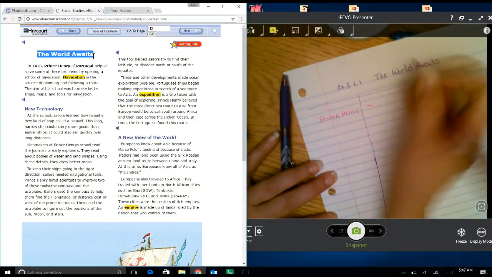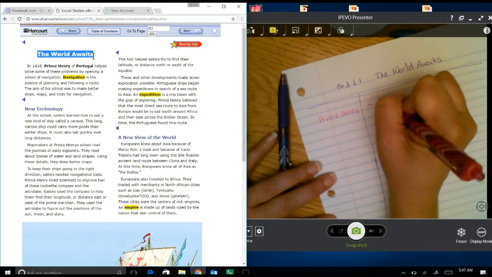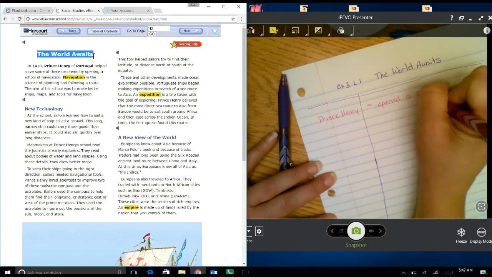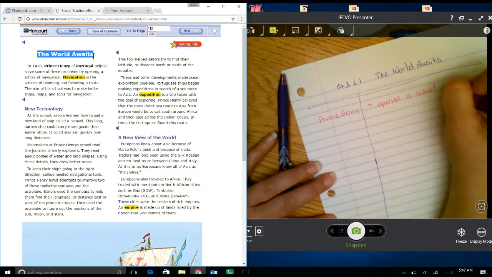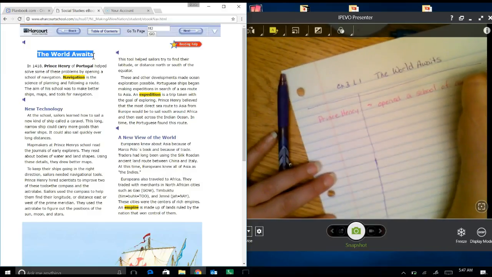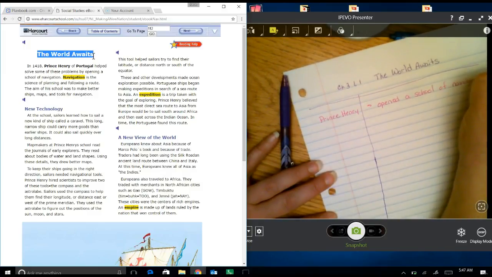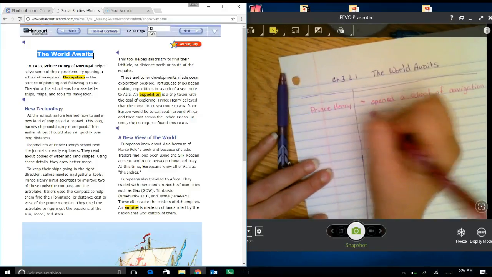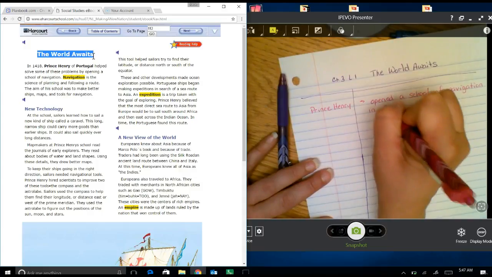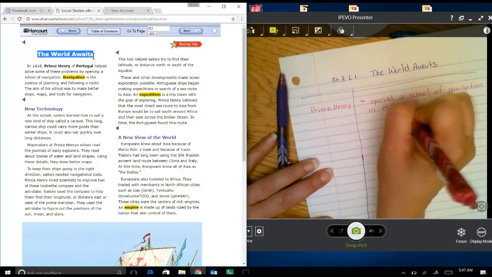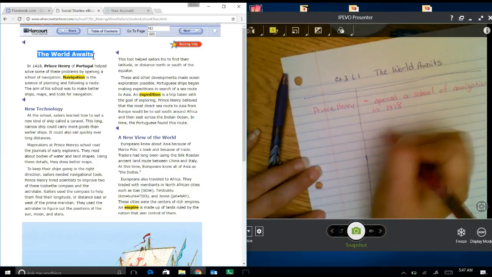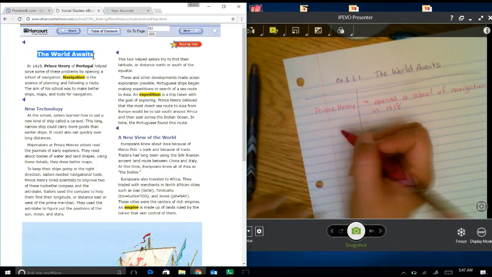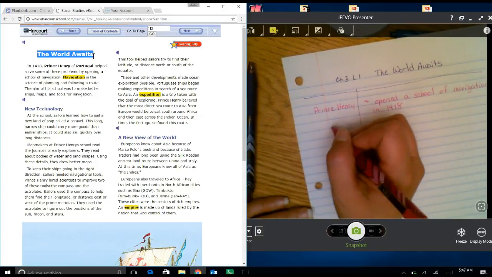What did Prince Henry do? He opened a school of navigation. And when did he open it? He opened it in 1418. Okay. Notice I leave space when I start my next thing so that my notes don't get all mixed up. It's got to be easy to read your notes or there's no point in writing them.